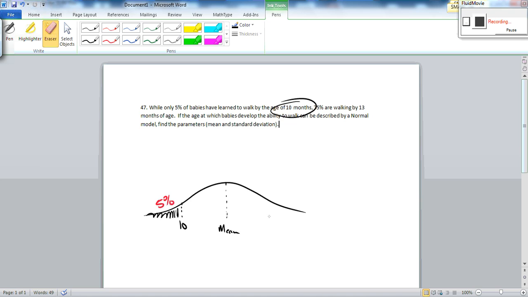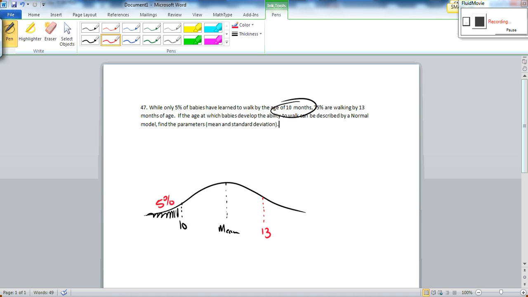Okay, then it says, but 75% of them are walking by 13 months of age. So in the same token, we couldn't put 13 to the left of the mean and have 75% of the babies walking by 13 months or before. So that 75% has to be here, so then the 13 would be here. And now we have 75% of the babies have learned to walk by 13 months or before. We still have 25% of the babies that are yet to learn. They'll learn in month 14, 15, etc.